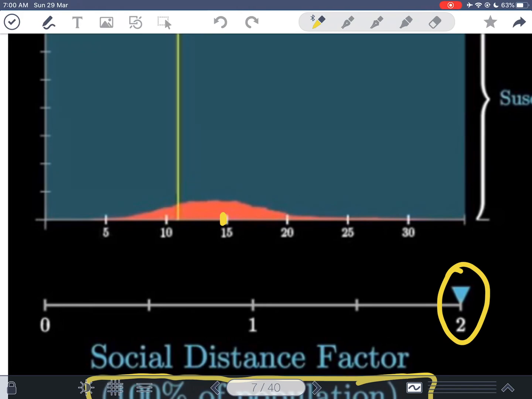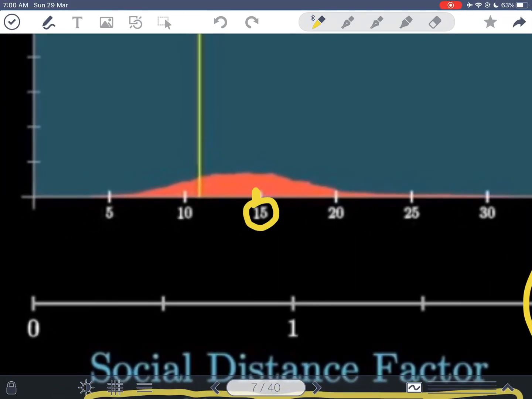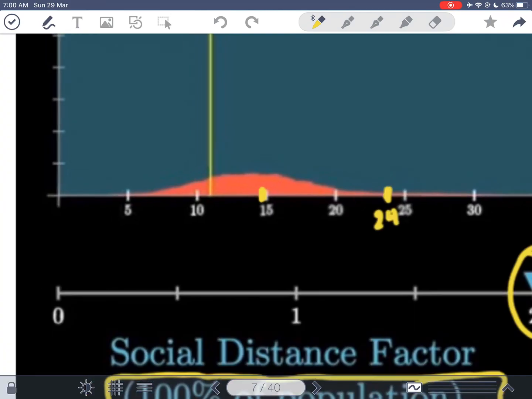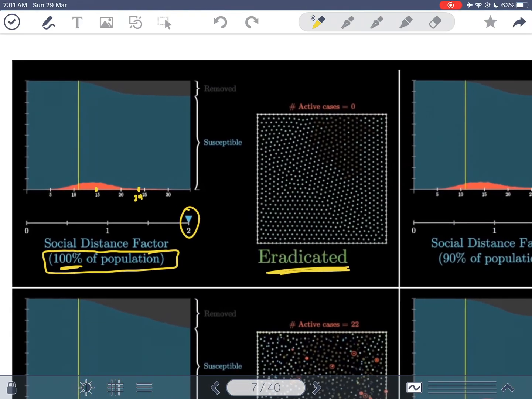This is the mean where you have the infected people. So it takes 15 days to, let's say, show the symptoms. And if you look carefully, you'll see that it ends almost before 25. Where you find that it's almost 0 is about here at 24. So this means that in 24 days, like 3.5 weeks, if the population is 100% doing the social distancing, then the epidemic, or pandemic in this case, will go away very soon.